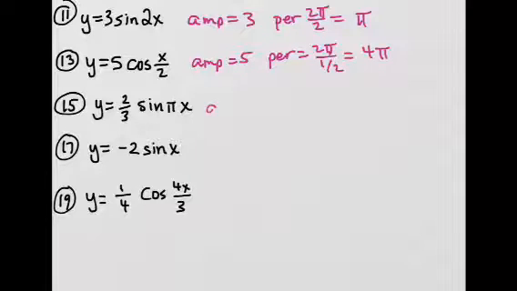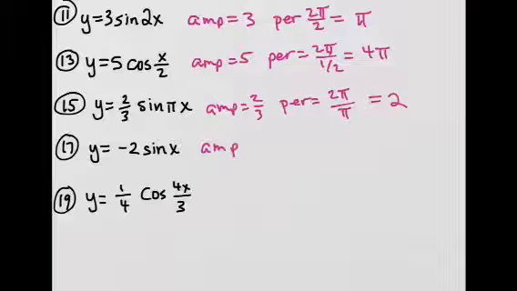And the third one, the amplitude is 2/3. Period is 2 pi over pi. So that's 2. And that's okay. We just haven't graphed them in class yet, but it's okay to have a period without a pi.